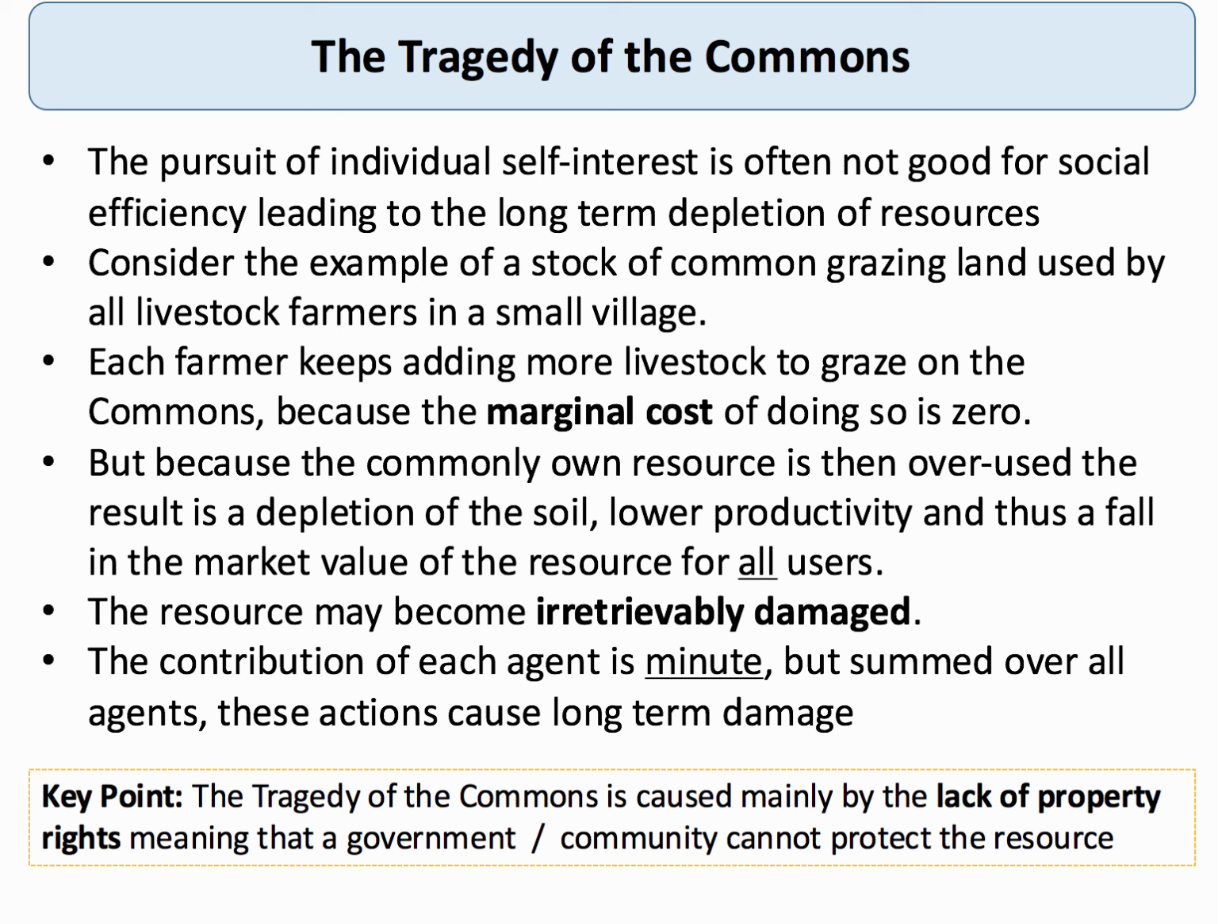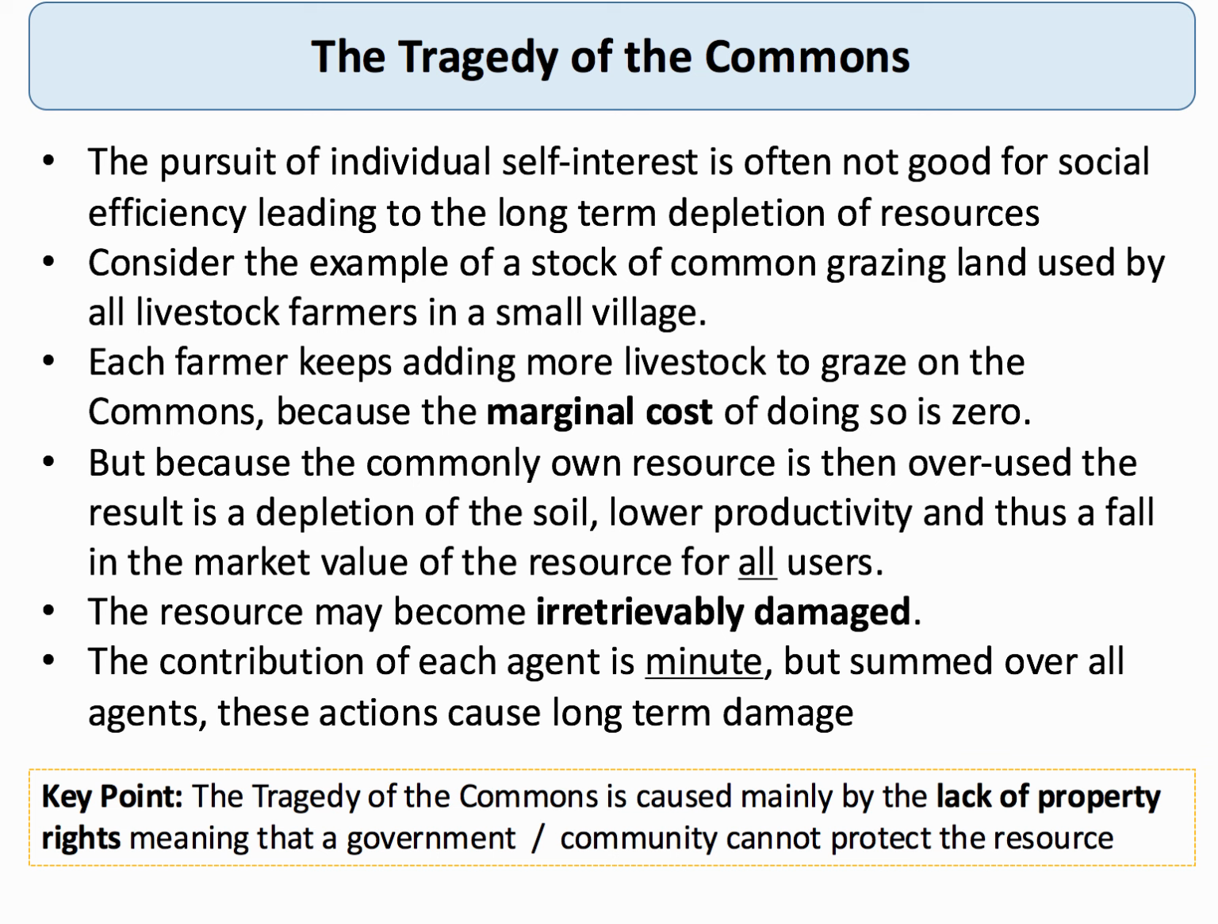Now, the idea behind the tragedy of the commons is that the pursuit of individual self-interest, the maximising behaviour of private sector agents, is not often good, in fact it's often very bad for social efficiency. Indeed, it can lead to the long-term diminution and decline of resources.